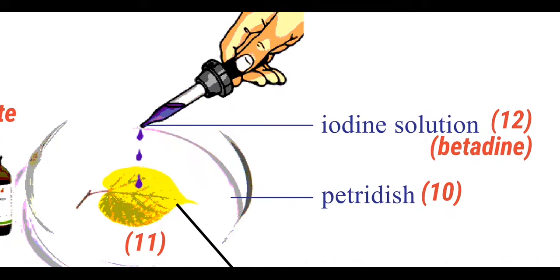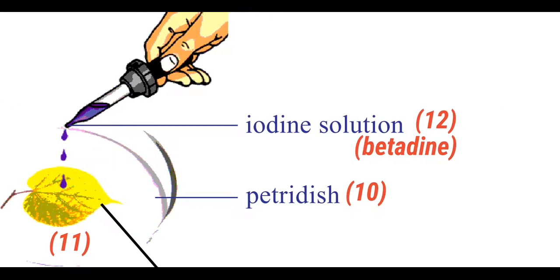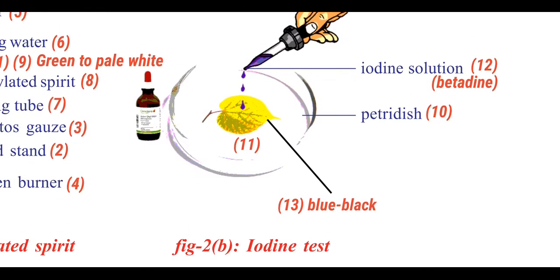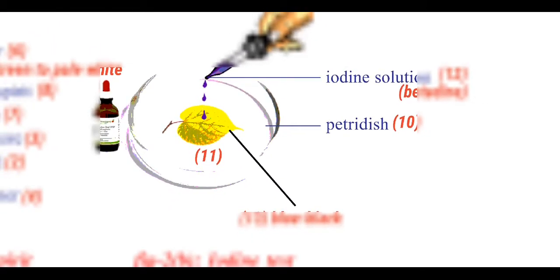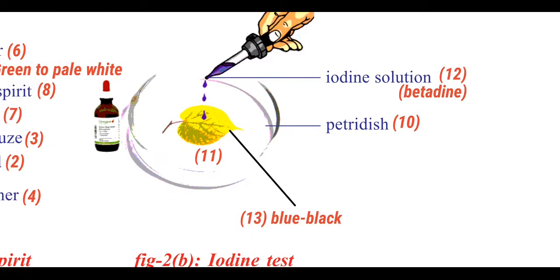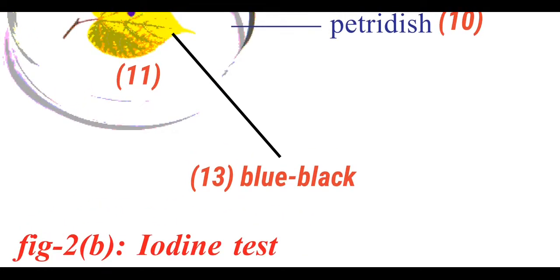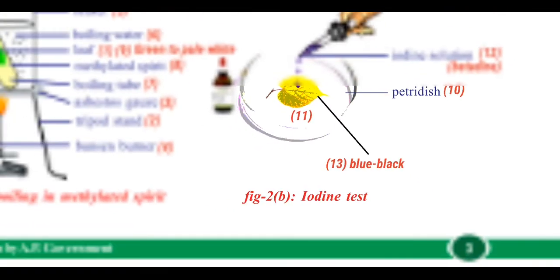What is the 11th point? Drop iodine solution or betadine solution. The 11th point is placing that pale leaf on the petri dish. 12th point is drop iodine solution over the leaf. What is the next point? You can observe that the pale leaf will turn into blue black color. So likewise you have written 13 points.